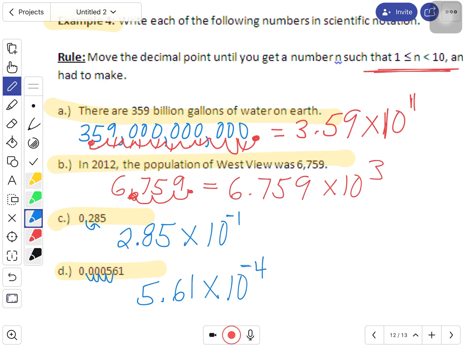So hopefully that helps. Some students will be like, oh, if you move it to the right, it's negative, blah, blah, blah. I just think small number, small exponent, big number, big exponent. That way, if you're right-left challenged maybe like me sometimes, not so bad.